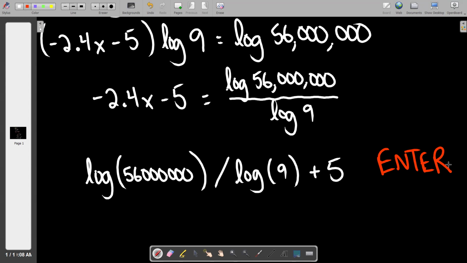We should all be looking at 13.11972633 or something very close to that. Good? Okay, now let's think about where we are in the situation. We've moved the 5 across. What's the last thing we have to do?